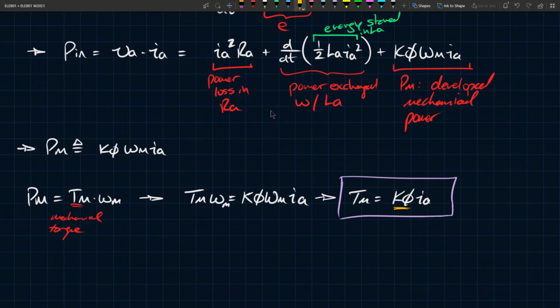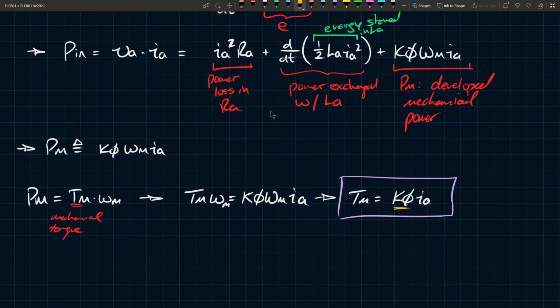In permanent magnet machines, K phi, the flux constant, is constant and does not change, because the magnets are constant. Magnets create the fields. Also, the field winding doesn't exist in a permanent magnet DC machine. But we'll look at all those details as we progress. For now, we're just looking at the general case.